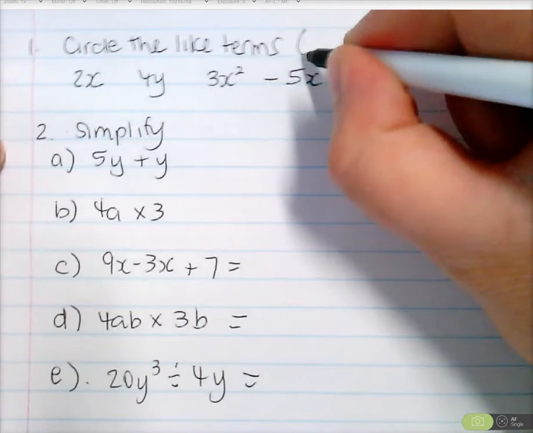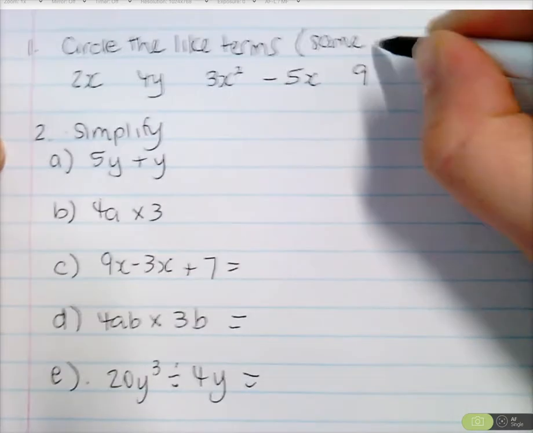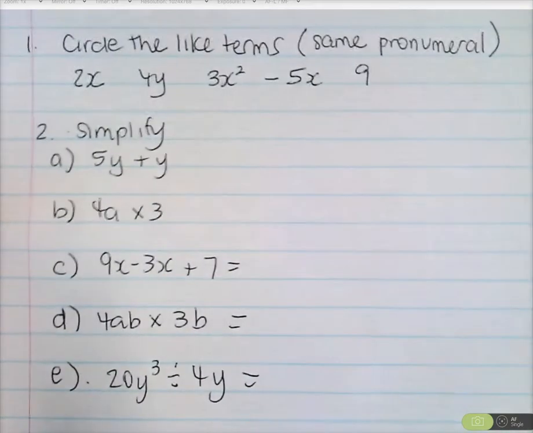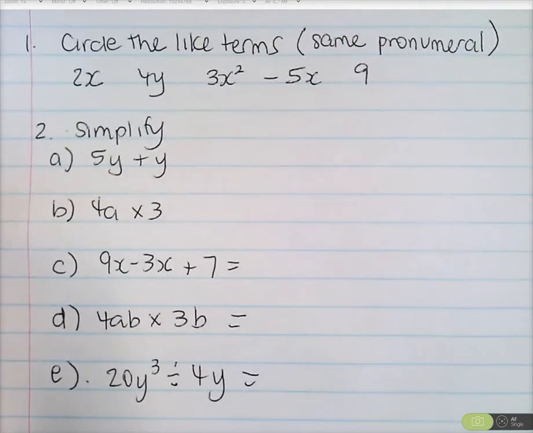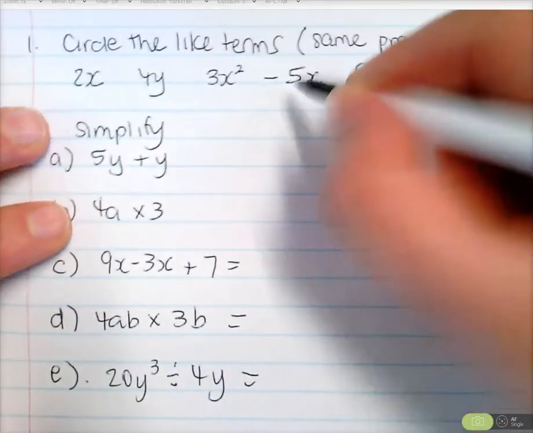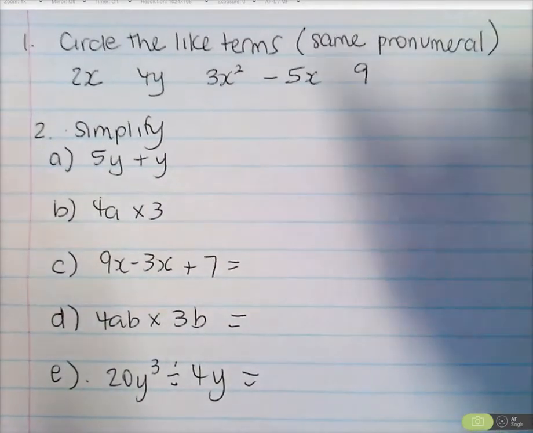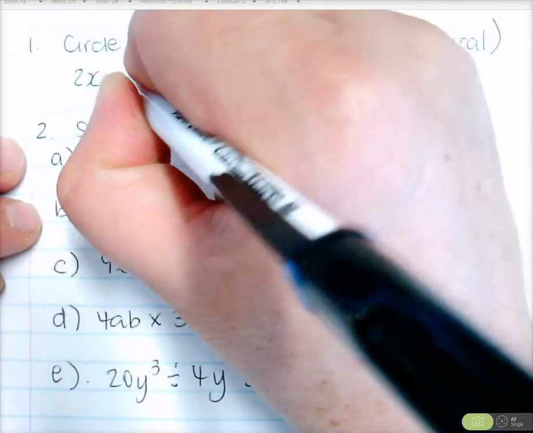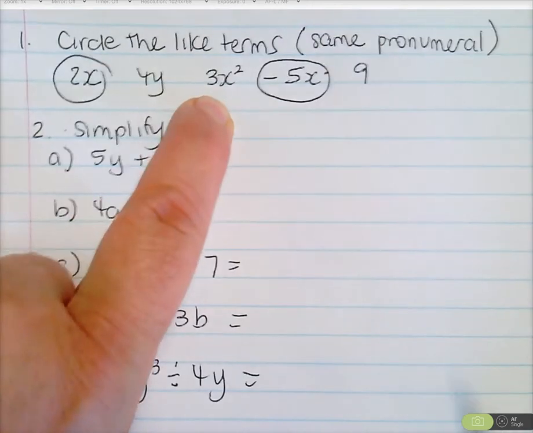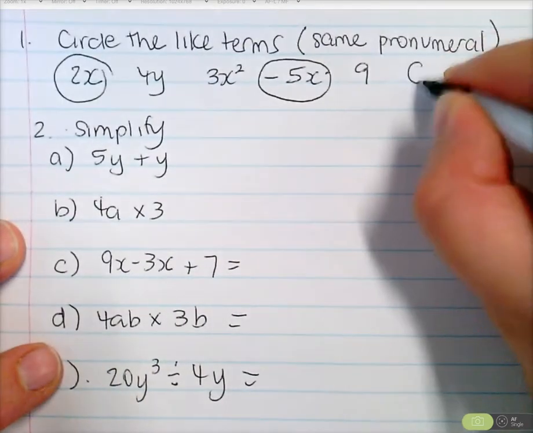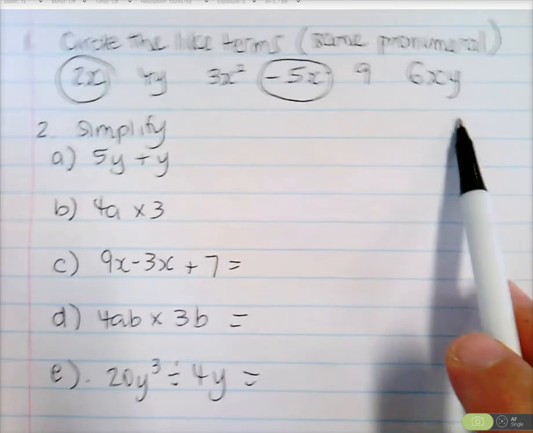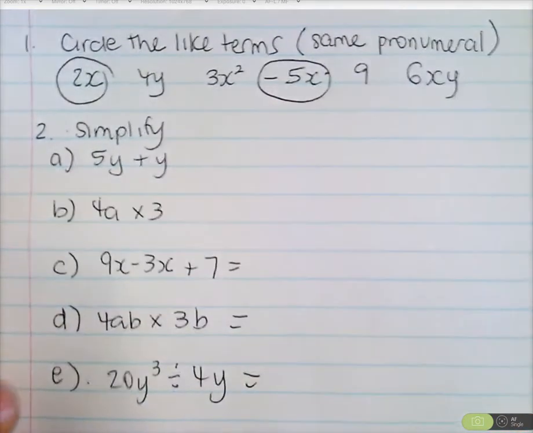Remember, like terms have exactly the same pronumeral or letters. So, which two terms have exactly the same pronumerals? Yes. 2x and negative 5x. Good. Yep, negative 5x. So those two are the same. Okay, x squared is different because that's x times x. If I had something else here like 6xy, for example, that's different because it's an xy. So those two are the like terms.